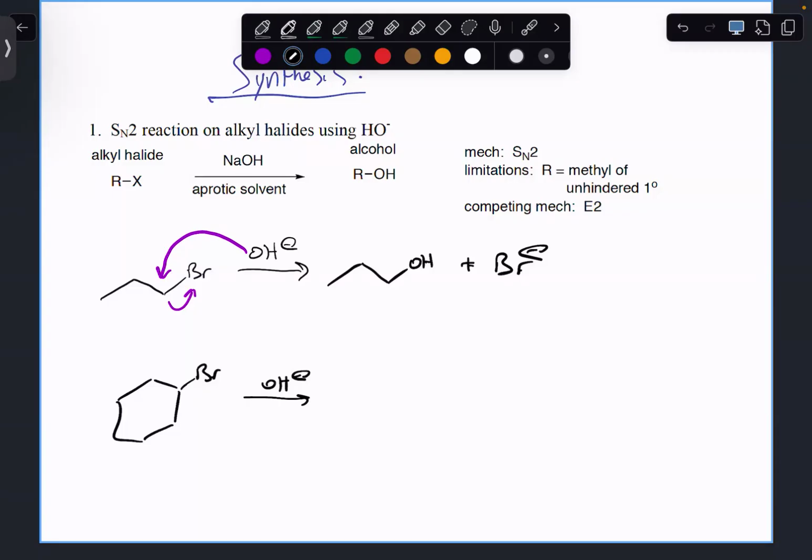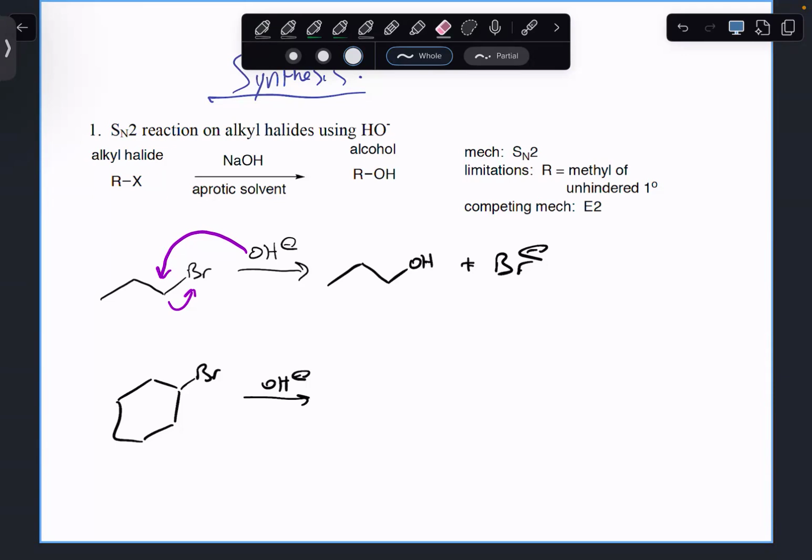So this is an efficient way of making alcohol only if your substrate is primary or methyl. Remember, this is an SN2 reaction, so it will only work well if your substrate is primary or methyl. What do you think is going to happen here? So notice I've got pretty much the exact same reaction. The only difference is instead of a primary alkyl halide, I'm trying to do this on a secondary alkyl halide.